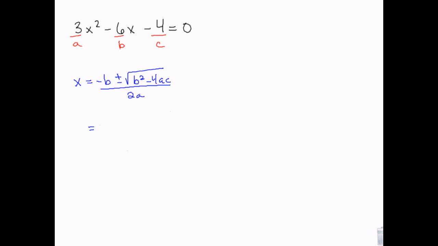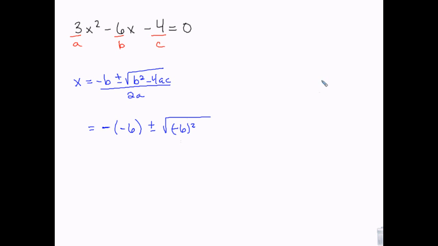Now, negative B, there's already a negative there, and then B is negative, so you're going to have a double negative in that situation. Plus or minus B squared. Be sure to put the negative inside the parentheses because you're squaring it, which is going to make it positive.